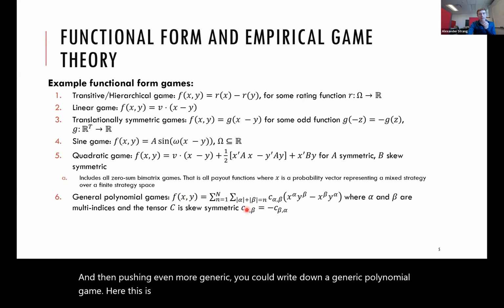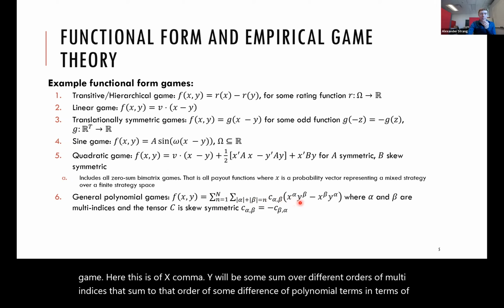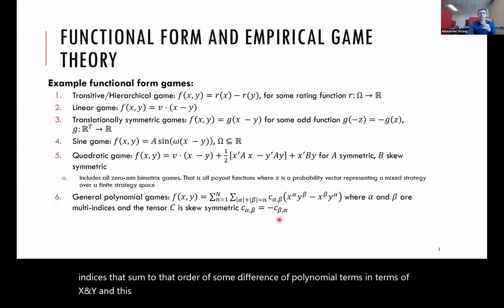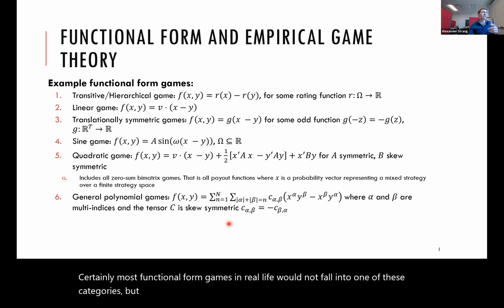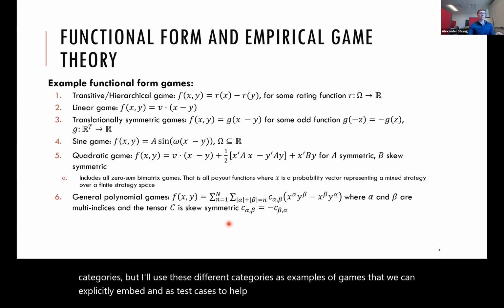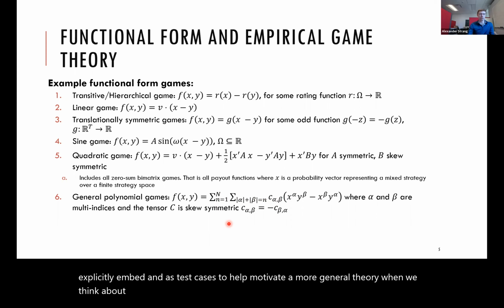This is f of x comma y, some sum over different orders of multi-indices that sum to that order, of some difference of polynomial terms in terms of x and y. And this tensor C has certain enforced symmetries that come from the skew symmetry of f. Now, certainly most functional form games in real life would not fall into one of these categories, but I'll use these different categories as examples of games that we can explicitly embed and as test cases to help motivate a more general theory when we think about generic functions f that we don't have control over and aren't defined in this nice fashion.